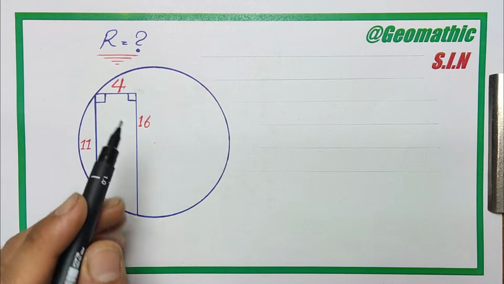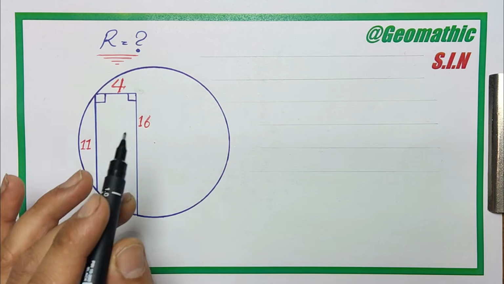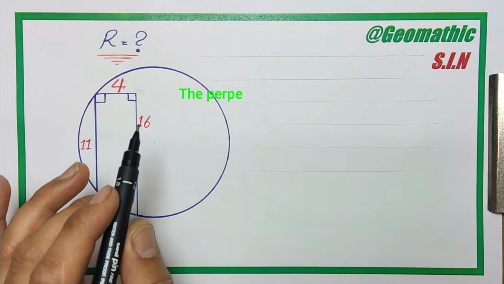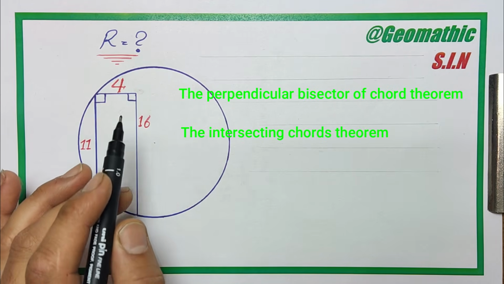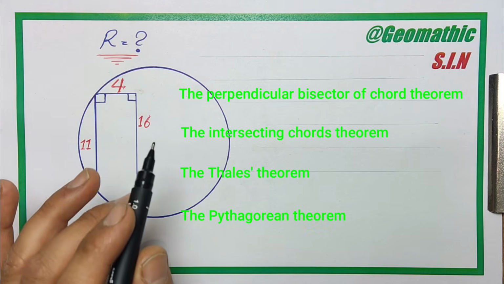Here is one of those unique geometry challenges. To solve it, you will need four famous theorems: the perpendicular bisector of chord theorem, the intersecting chord theorem, Thales's theorem, and the Pythagorean theorem.